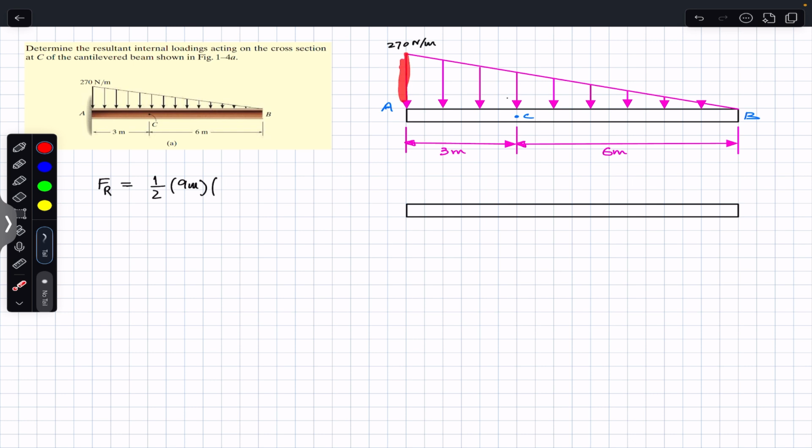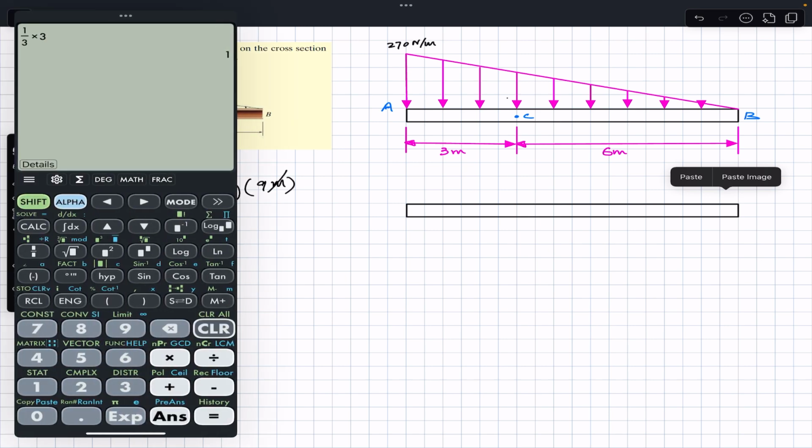So you can see, some will say that this is the base and this is the height, and some will say that this is the base, this is the height. But the formula remains the same, right? So the area of a triangle is 1 divided by 2 times the base times the height. So the base is, let's say, 270 Newton per meter multiplied by 9 meters. Now you can see meter will cancel out. So this will be equal to 1 divided by 2 into 270 multiplied by 9.